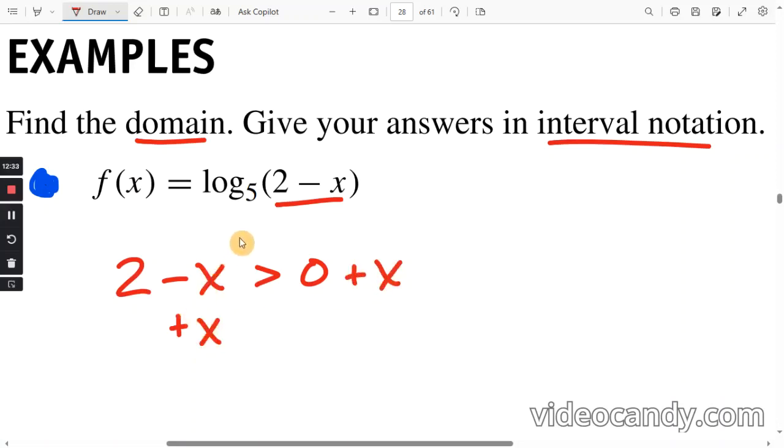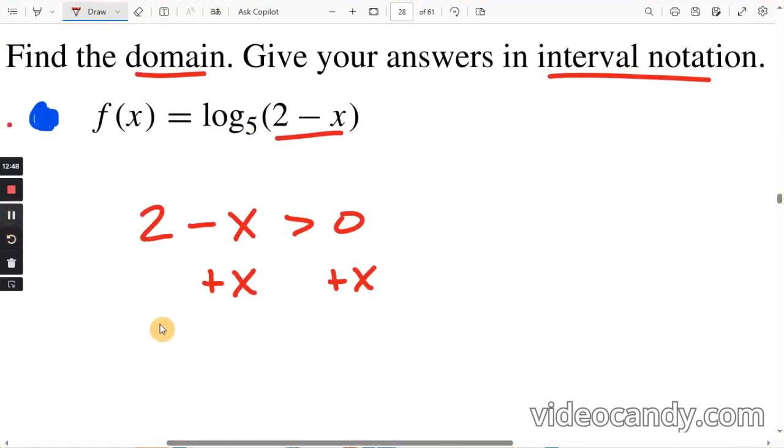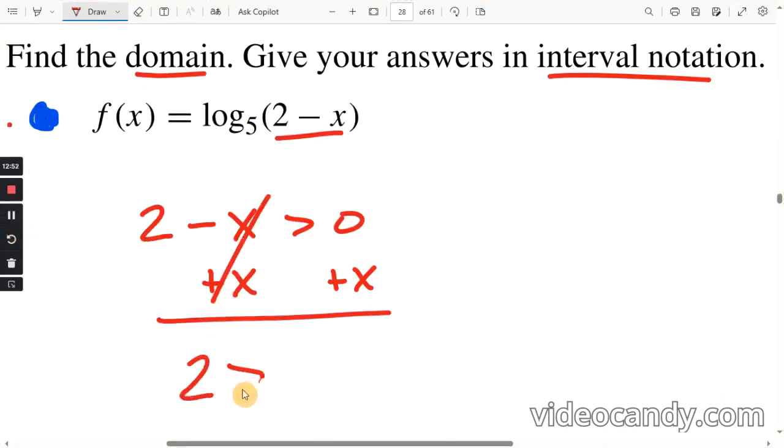X is canceled. 0 plus x is just x. And basically, x is less than, the arrow is pointing to the x, so x is less than 2. Let me clean that up. All right, add x on both sides. It cancels here. And 2 is greater than x. In other words, x is less than 2.